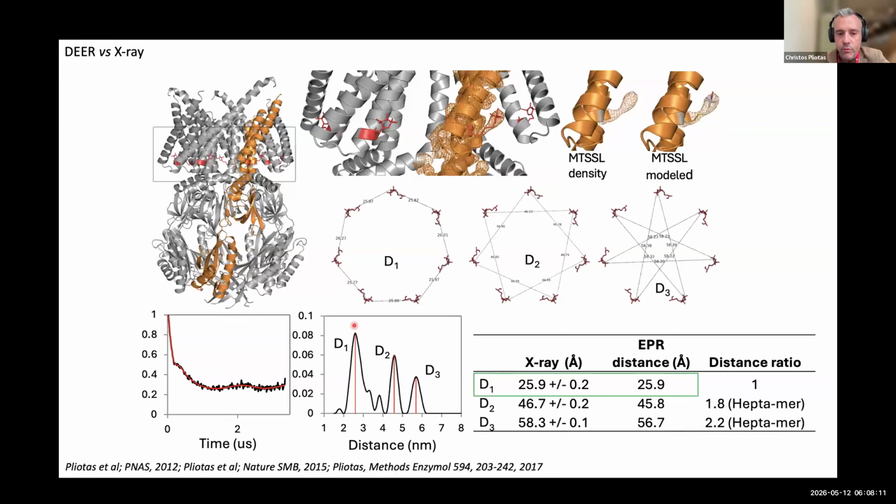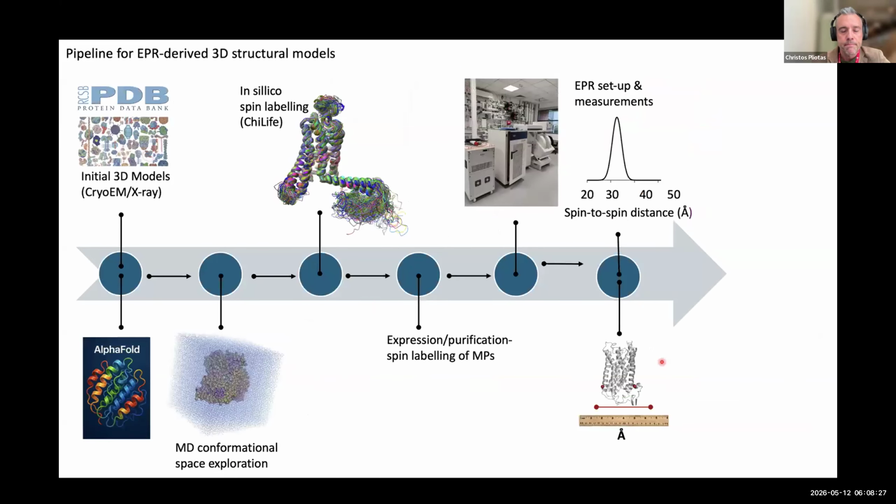And what we obtained from the mean distance of the distribution for the first distance between subunit A and subunit B was 25.9 angstroms. And with the relative ratio of these peaks as well, you can also determine the oligomeric state of the protein based on some basic trigonometry, obviously. So what is the pipeline? How do we use this technique?